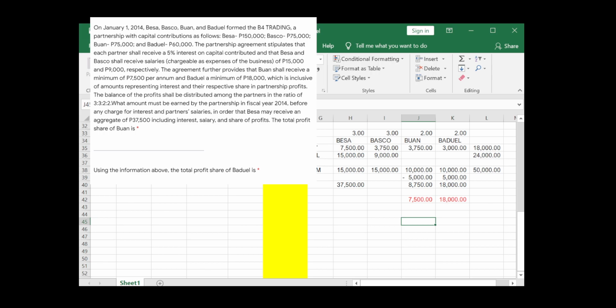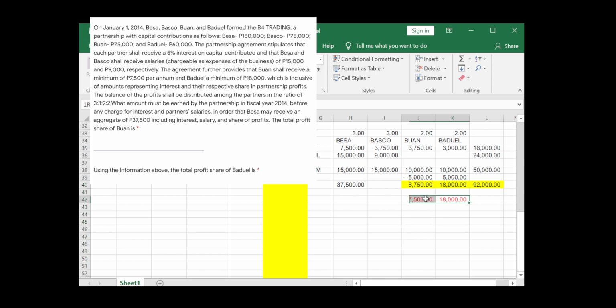So, it means, yung first question is how much or what amount must be earned. Ito yung na-earn ng partnership. Itong total amounts natin. 18 for the interest, 24 for the salaries, and the remaining of 50,000, so ibig sabihin 92,000 yung ating na-earn. Okay? That is the answer for the first requirement. And then, the total profit share of Buan is, eto yun, 8,750. And then, lastly, using the information above, the total profit share of Badwell is, eto, yung sagot natin, 18,000.